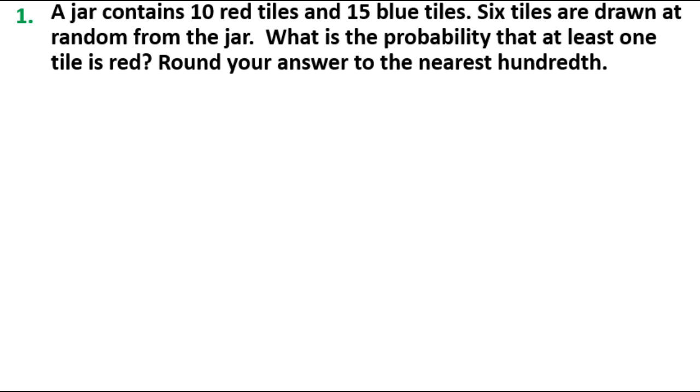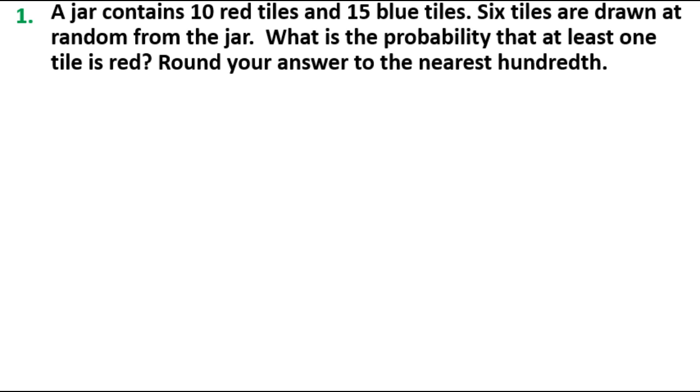And that can be pretty complicated to figure out, how many different possibilities in which one can be red. An easier way to do this one is to find what they call its complement. In other words, if we find the probability of just selecting blue tiles, then we can subtract that from 1, and that will give us our answer for at least one of them being red. So let's find out first what's the probability that we're going to select only blue tiles.